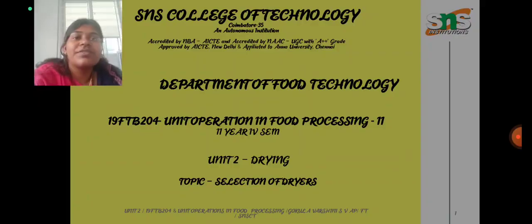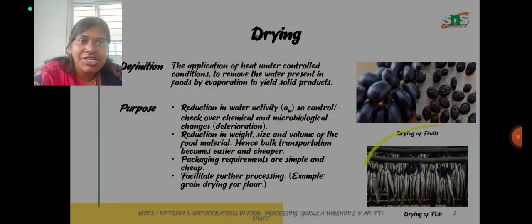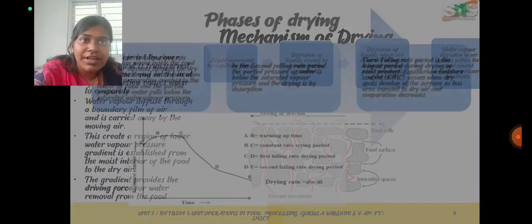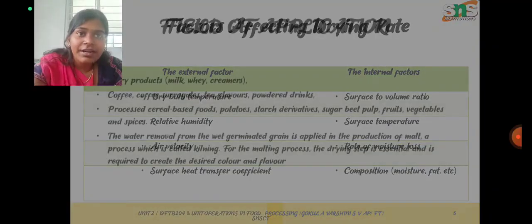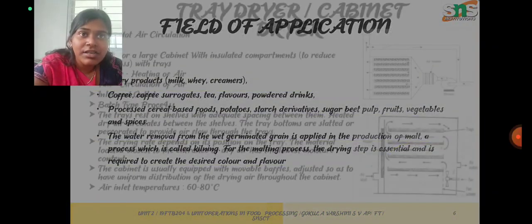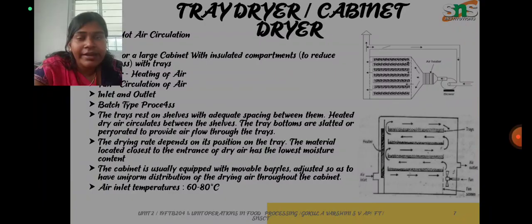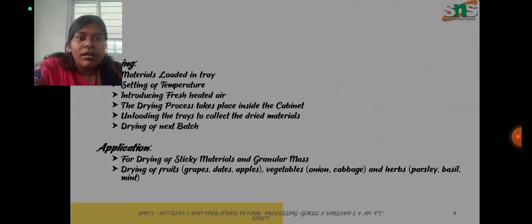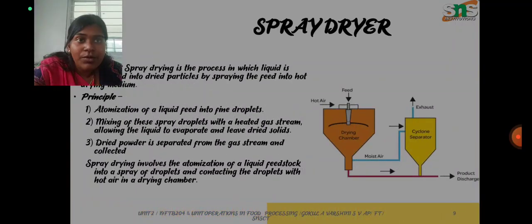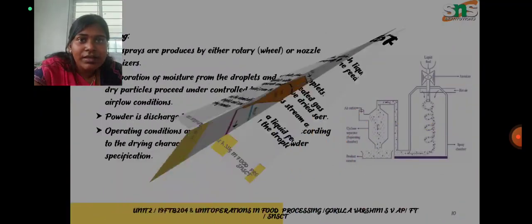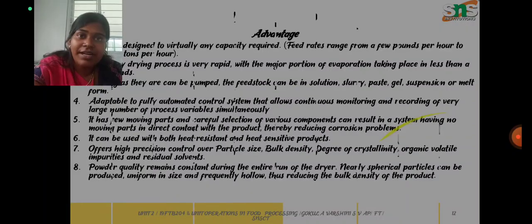So first, we have seen about the definition, purpose, mechanism of drying, phases of drying, factors affecting the drying rate and fields of application. Then we have seen about the types of dryers like tray dryer, cabinet dryer, and their working and application, and also we have seen about the spray dryer, its working, application, disadvantages and advantages.